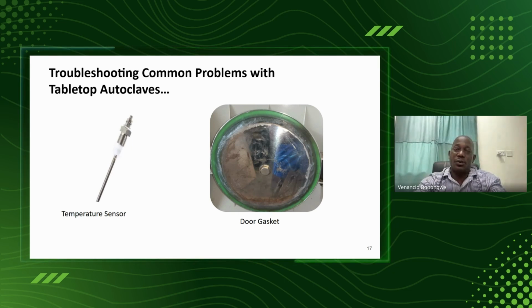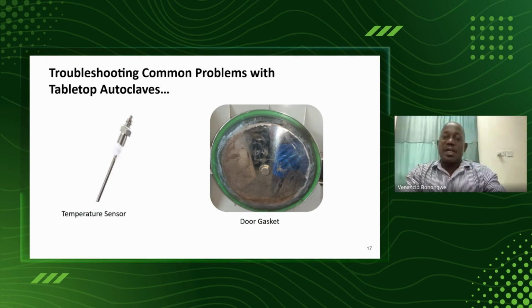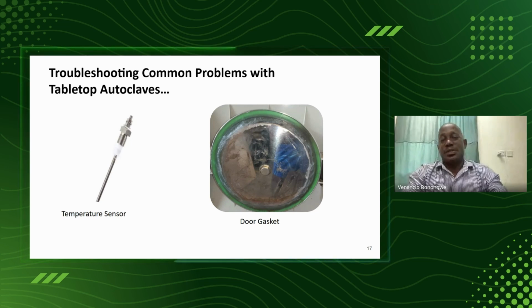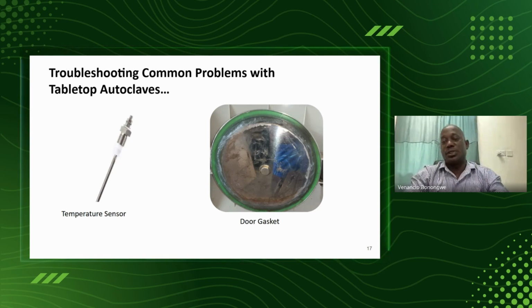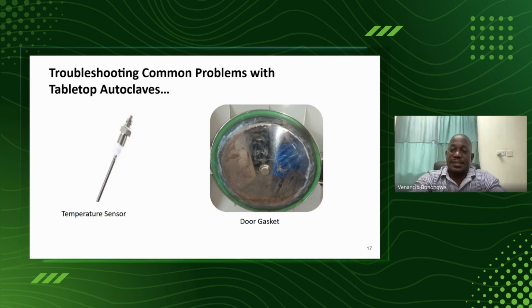If anything is to go in the direction that temperature is not rising, temperature is too low, then what we are supposed to look into is the temperature sensor. And if you have leakage in the autoclave, then you first go straight to the door gasket, which is in the peak, and also the connections where you can just do tightening of the connections to solve the problem.